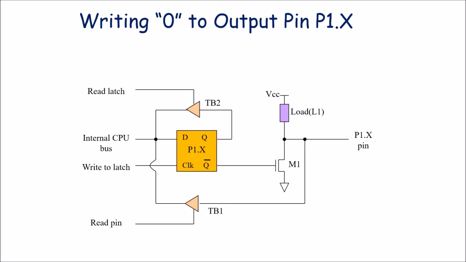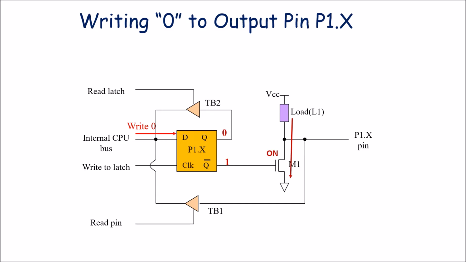Now how 0 is written at port terminal. To write 0, we'll send logic 0 on internal data bus terminal. So 0 is connected to D input of this internal latch. Since D input is at logic 0, Q output will be at logic 0 and Q bar output is at logic 1. Since logic 1 is connected to gate terminal of this FET, FET turns on and the current will flow through this FET. So current will flow through VCC, through load resistor and through this FET terminal to ground.